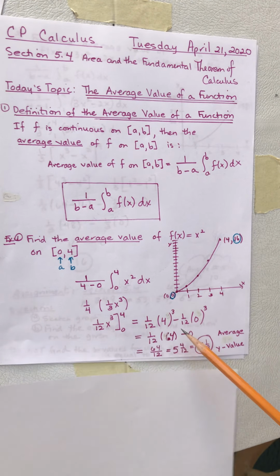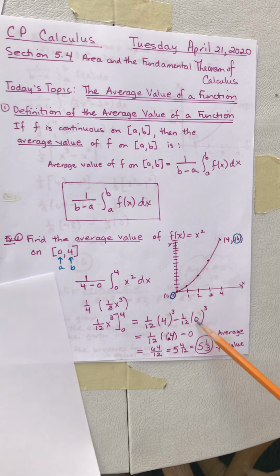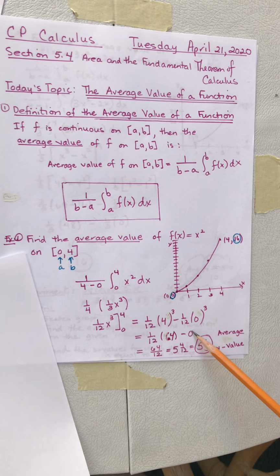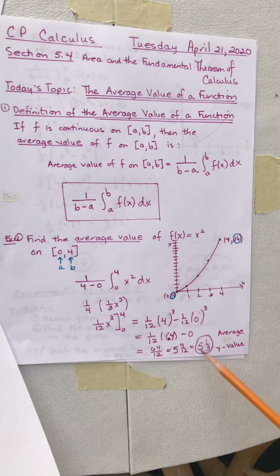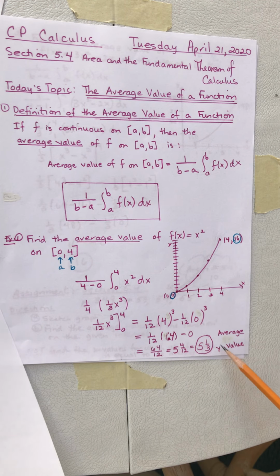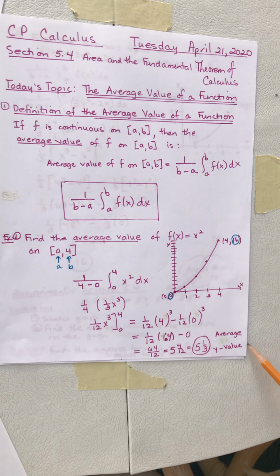This gives us 1/12 times 64 minus 1/12 times 0, and we get 64 twelfths, which is 5 4/12, which is 5 1/3. That is our answer. That is our average y value. Now let's see if it's a reasonable y value.